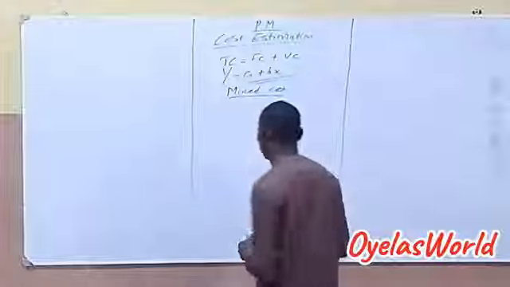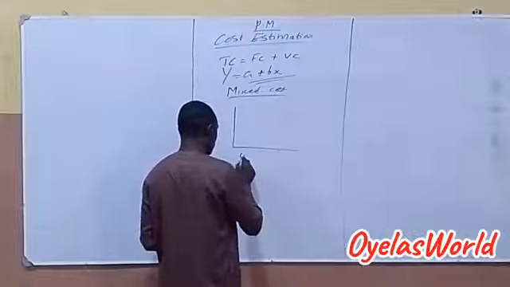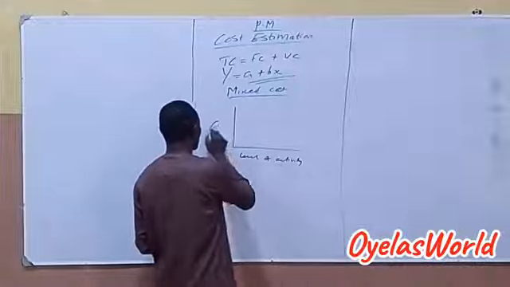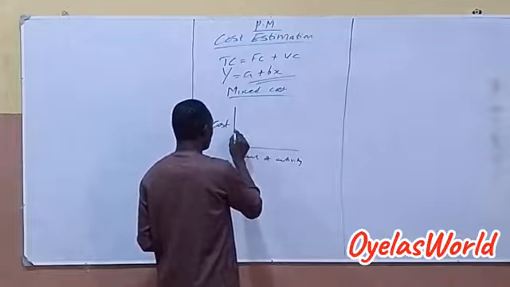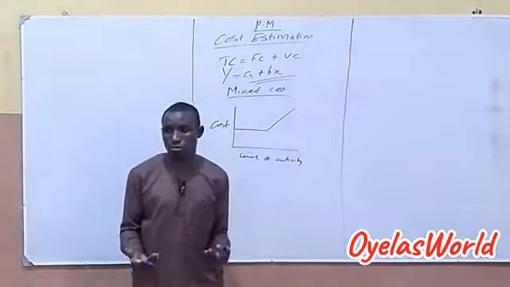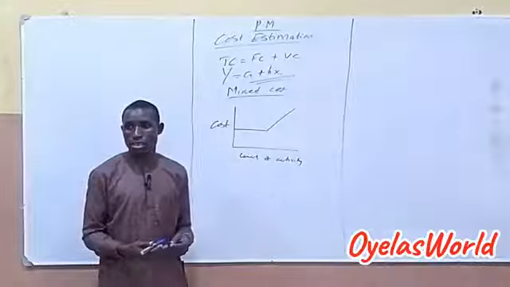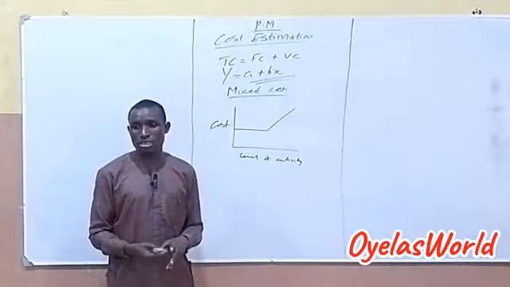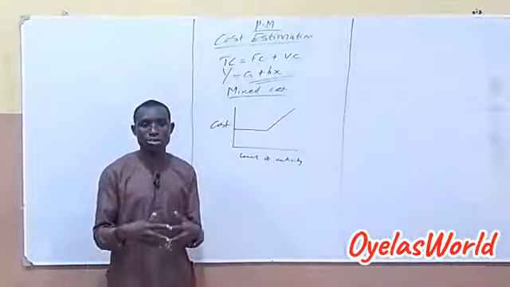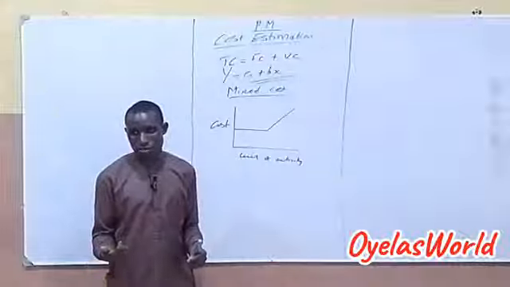Now look at it here. You have a cost that is like this. Level of activity, cost. It is now like this. Is it variable? Is it fixed? That comprises the variable cost and fixed cost. So it has the element of fixed and it has the element of variable cost. Do you get it now?